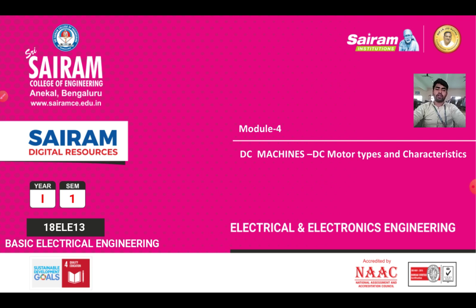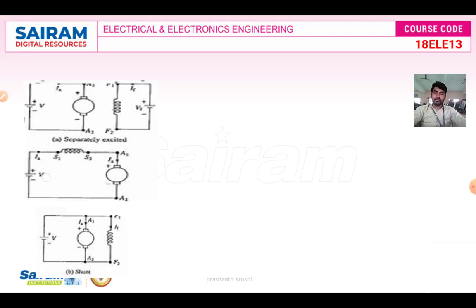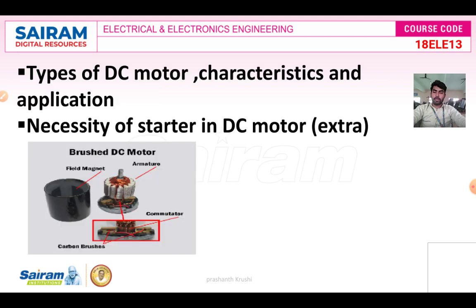Like the name itself indicates, in a motor, rotation will be there. So, DC motor types: shunt motor, series motor, and compound motor. In compound, there are short shunt compound motor and long shunt compound motor. Applications we already discussed, and the necessity of a starter is an extra point.